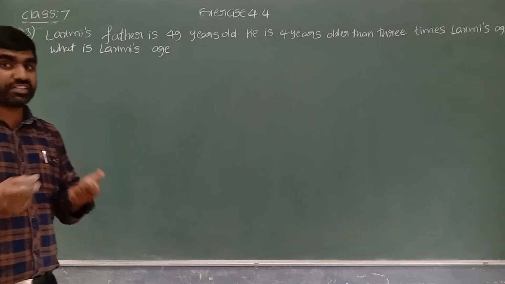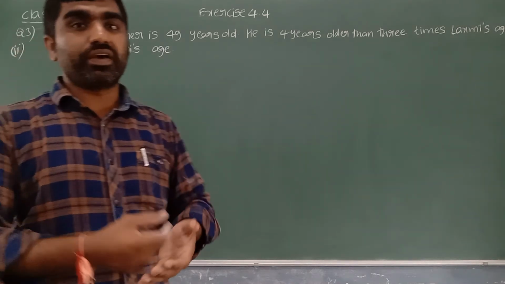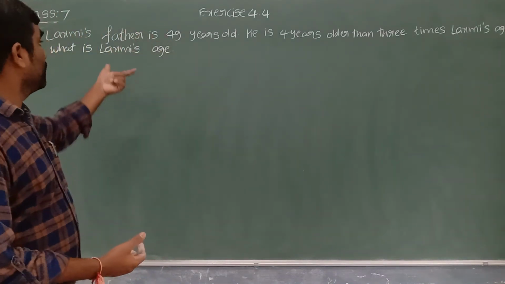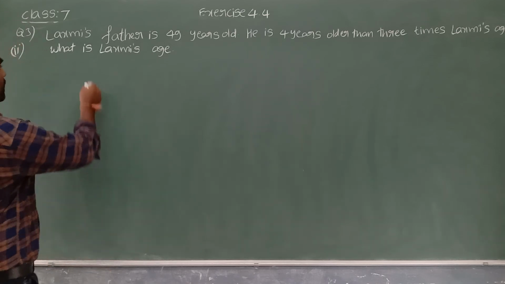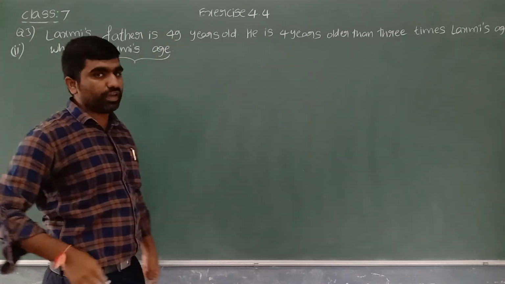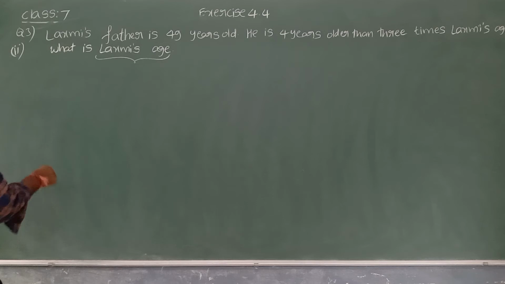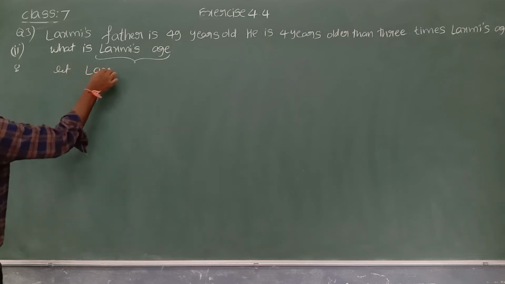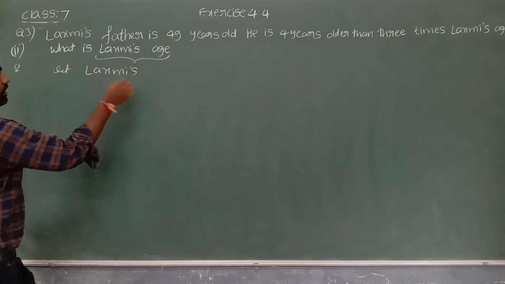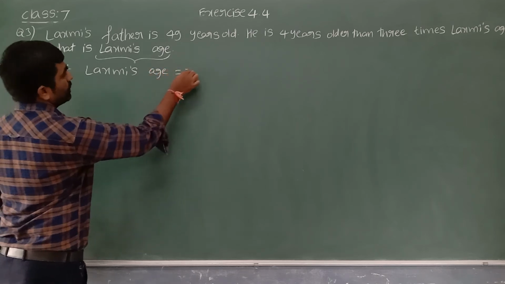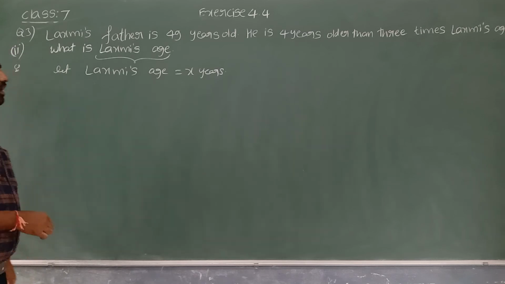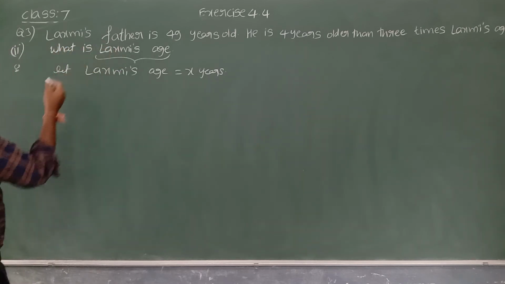Here we can see 2 characters again: father's age and Lakshmi's age. Father's age is 49 years. Lakshmi's age we have to find. Clearly, Lakshmi's age is the unknown value, so this unknown value will take the help of a variable. Solution: let Lakshmi's age be some x years.